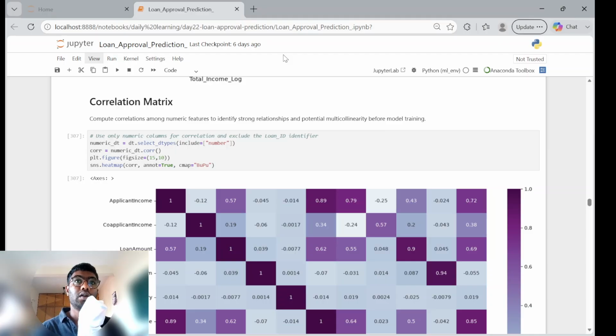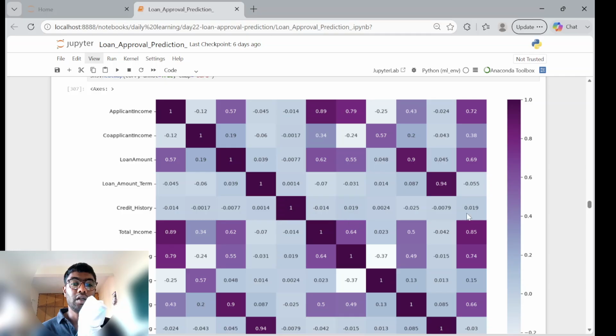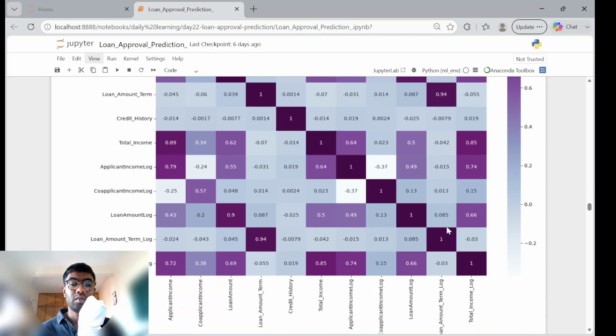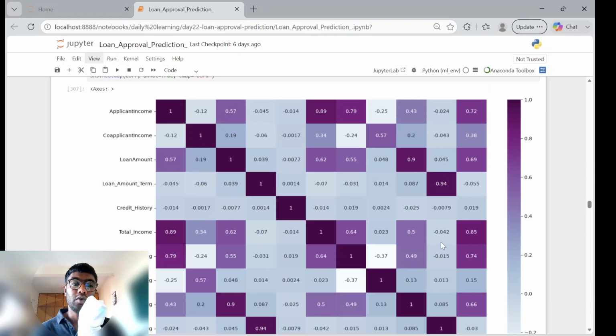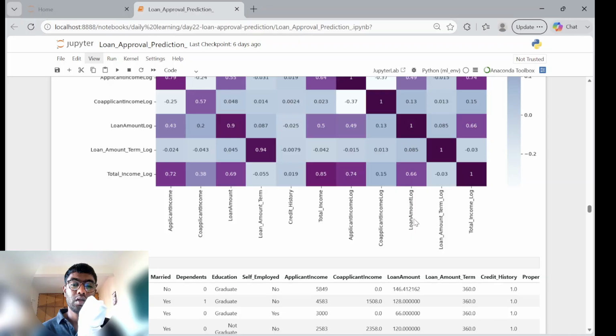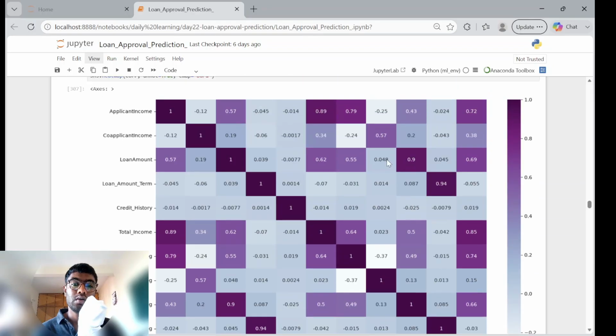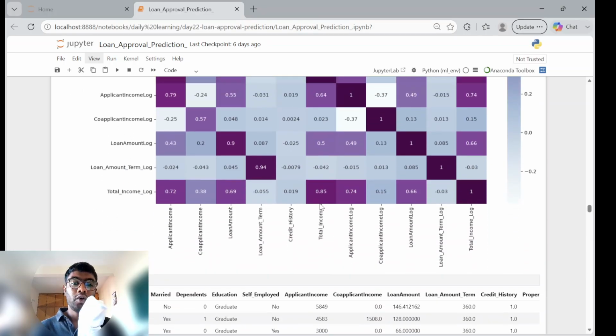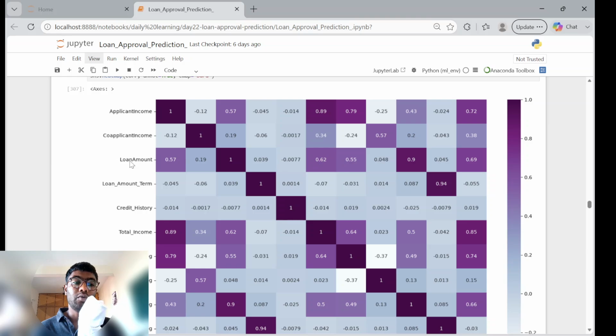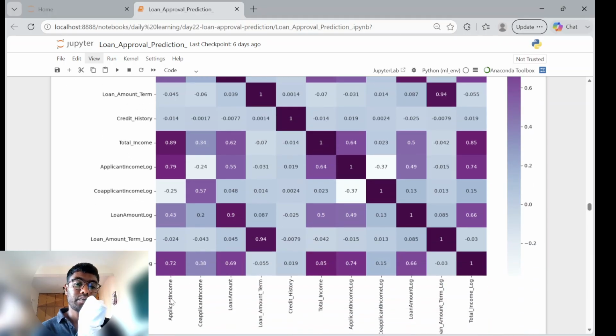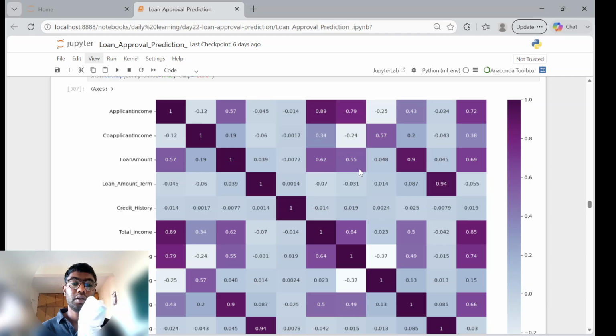Next we can talk about the correlation matrix, which can help us identify any two features which are directly dependent, like loan amount term and loan amount term log, and loan amount log or total income. See, the total income and the amount of loan being applied might be directly proportional as well, and applicant income, right? So those are a few things.